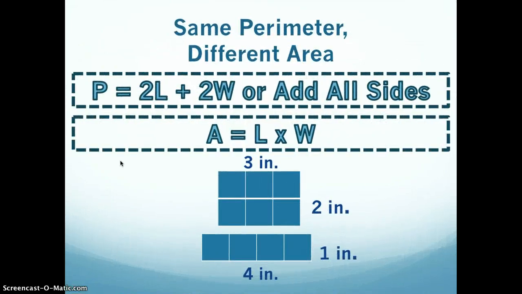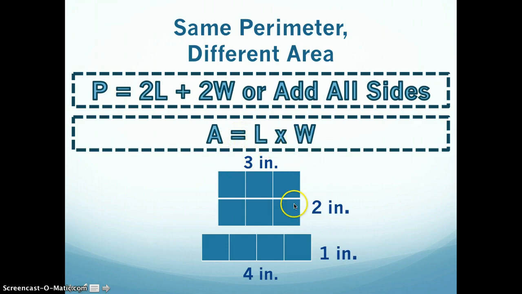Now, today's lesson, again, is same perimeter, but the area is different. So you're actually going to be looking at more than one rectangle or square at a time. As a reminder, your formulas are here at the top. Perimeter is just adding all the sides together. However, if you're looking at rectangles or squares, you can use the formula here: 2L plus 2W, or 2 times the length plus 2 times the width. Area, again, is equal to the length times the width.